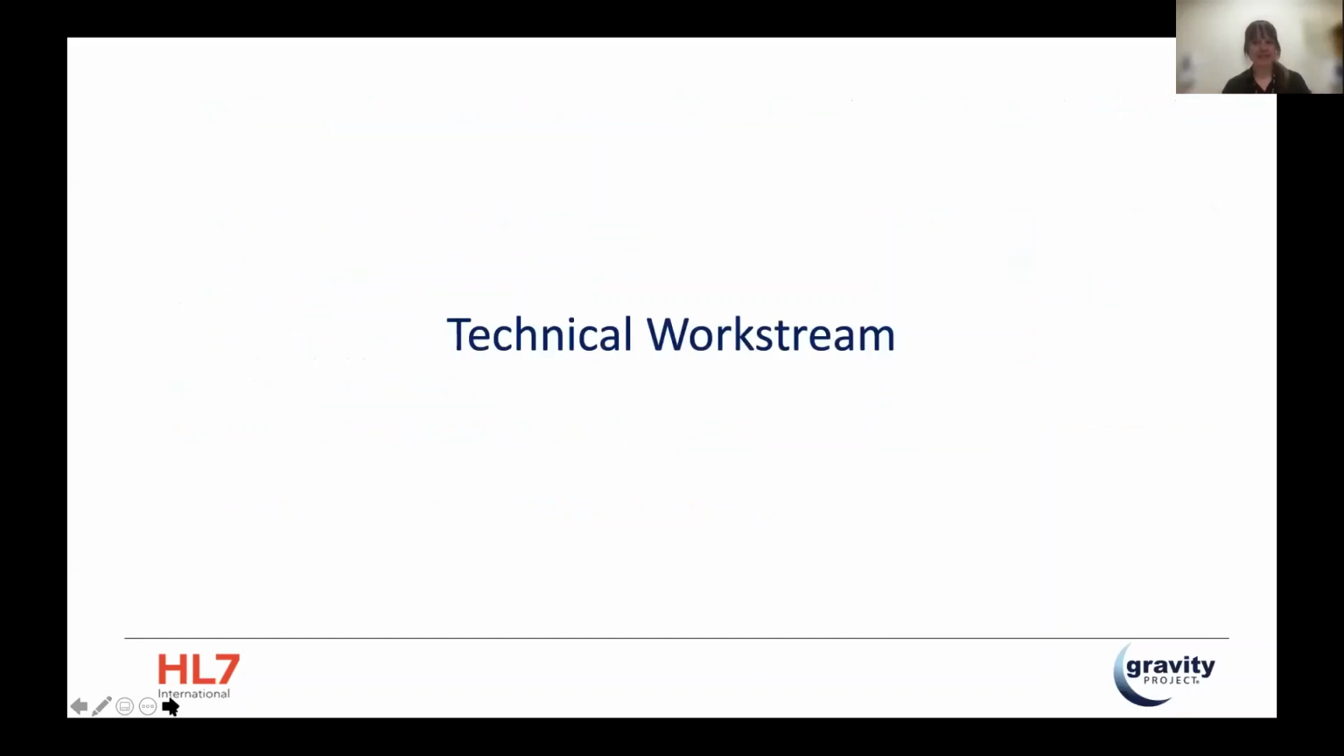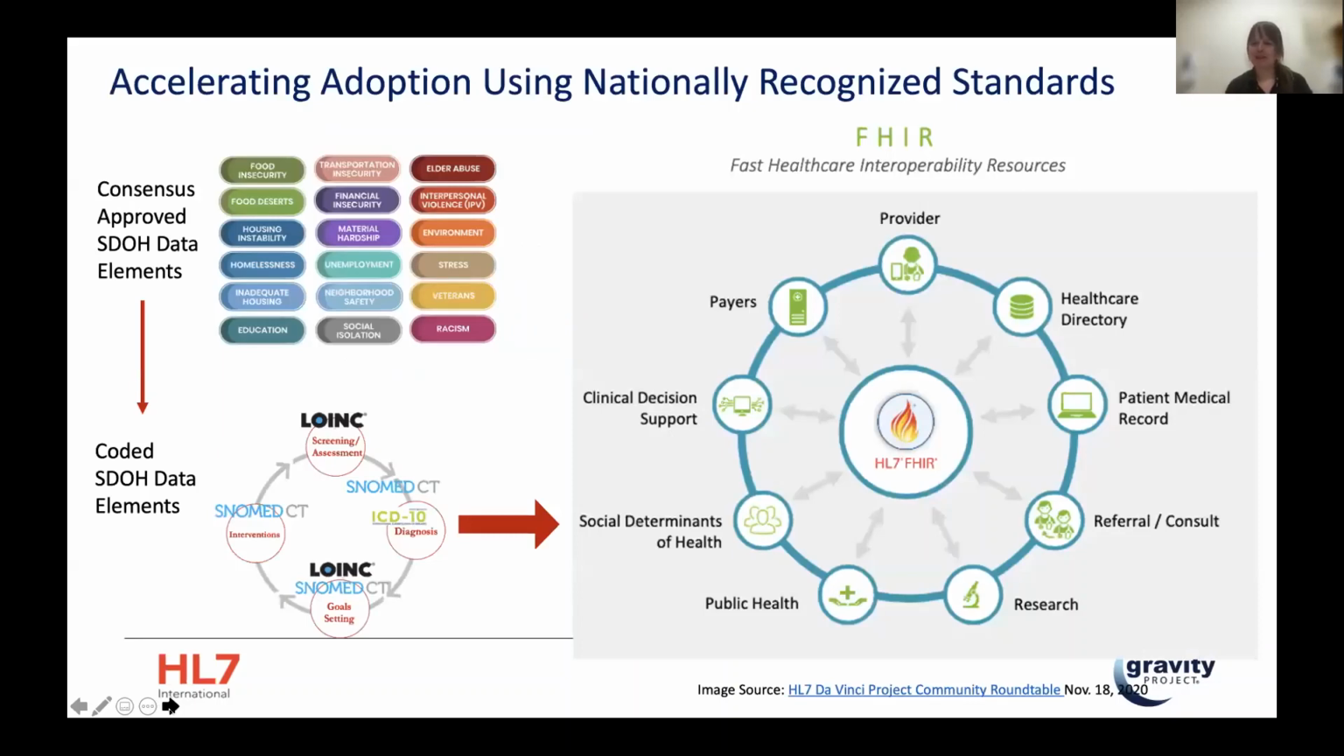I'm going to briefly go into the technical work stream, and then we're going to open it up into Q&A. Again, technical work stream is not my domain, so I'll do my best to pinch hit for Bob. So the Gravity Project is an HL7 FHIR accelerator project.